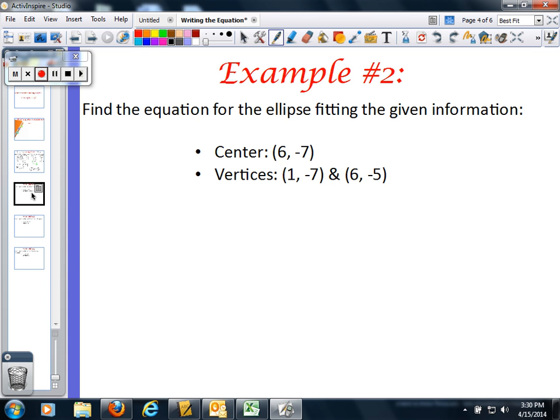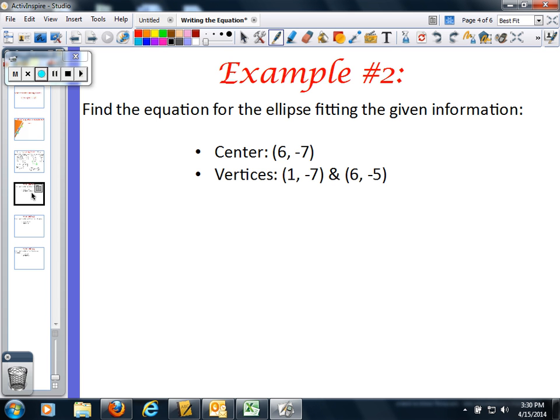So now we're going to get to the ellipse. Okay? The ellipse has a center 6, -7, and there's one thing I want to point out. If you remember when we talked about ellipse, we talked about vertices and we talked about covertices. The vertices are going to have either the x's the same or the y's the same because they are on the same line. They're either on a vertical line or a horizontal line.